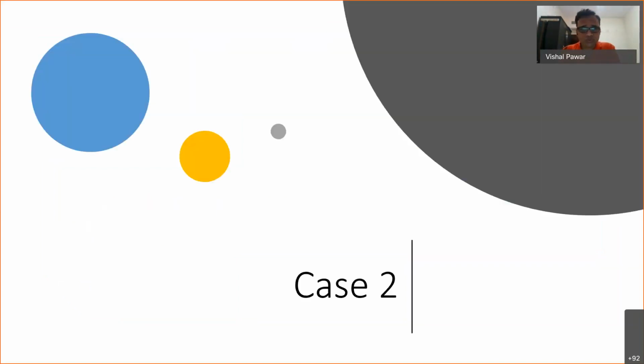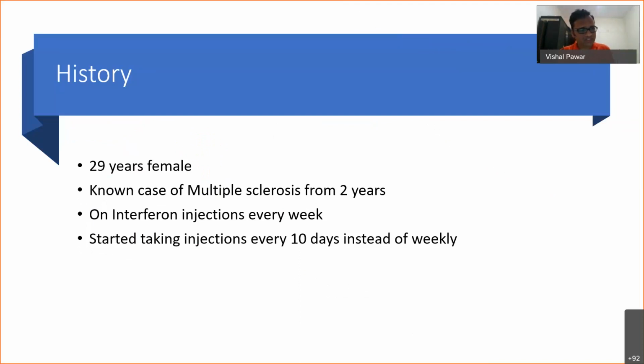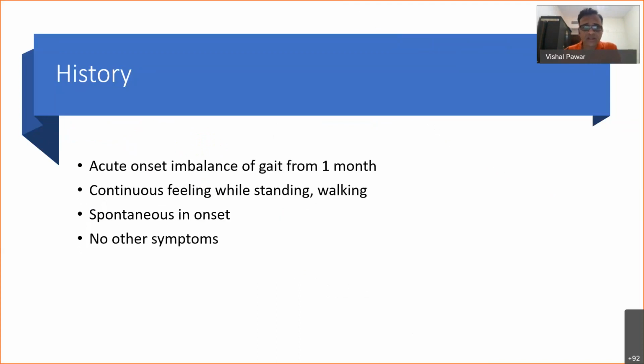Now coming to case 2, a 29-year-old lady. She is a known case of multiple sclerosis for 2 years. She was on weekly interferon therapy, but because of the lockdown and some financial issues, she started taking these injections every 10 days instead of weekly. And she presented to me with a 1 month history of acute onset imbalance of gait. She was not having any other symptoms, and this feeling was continuous, especially while standing and walking, and it was spontaneous in onset.